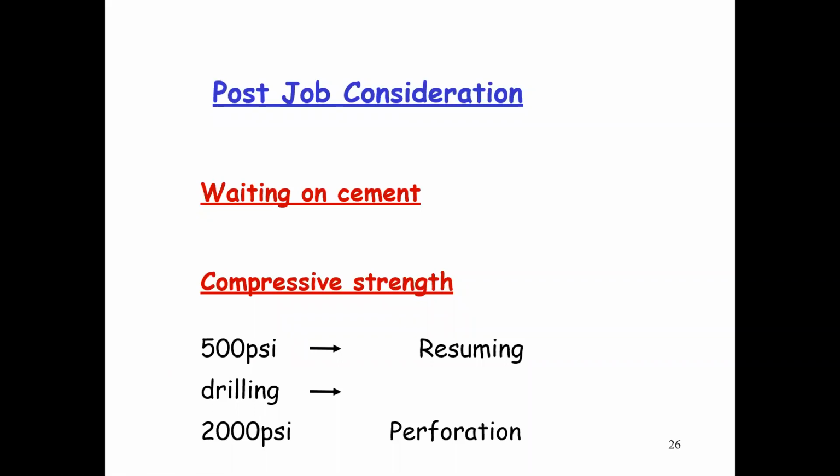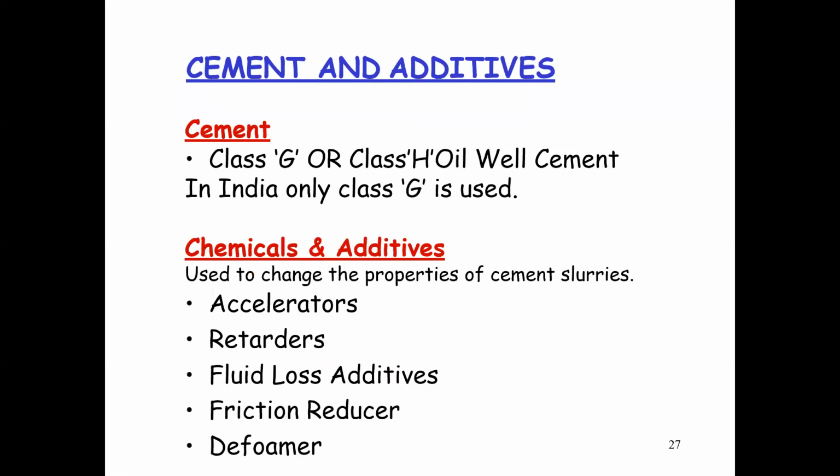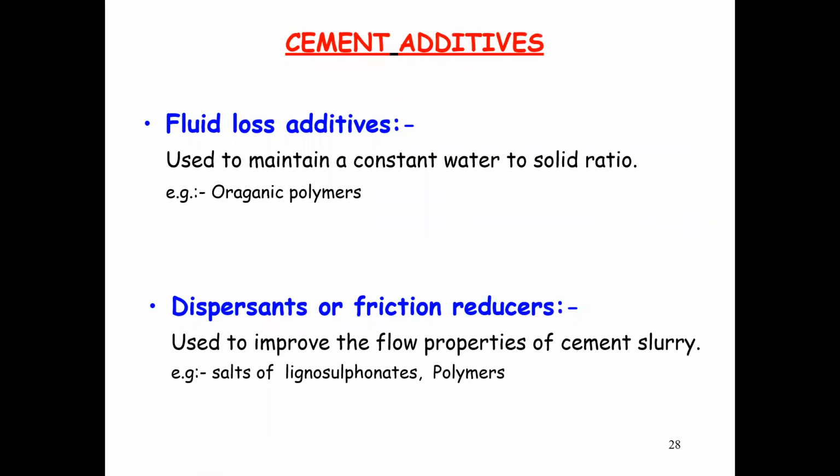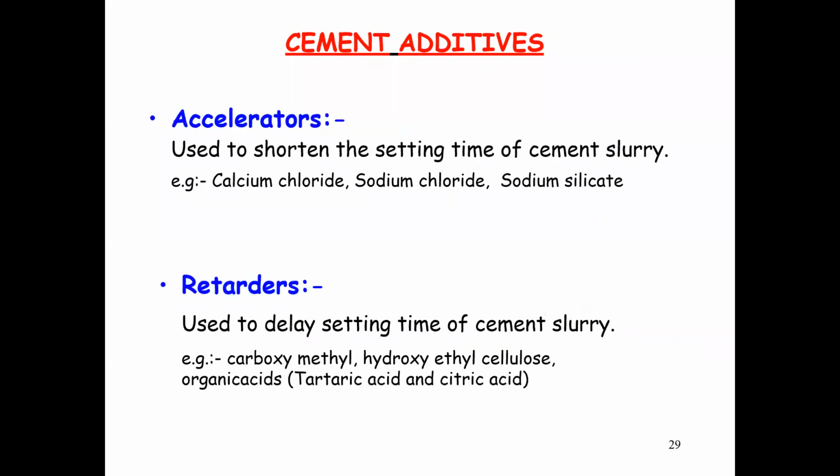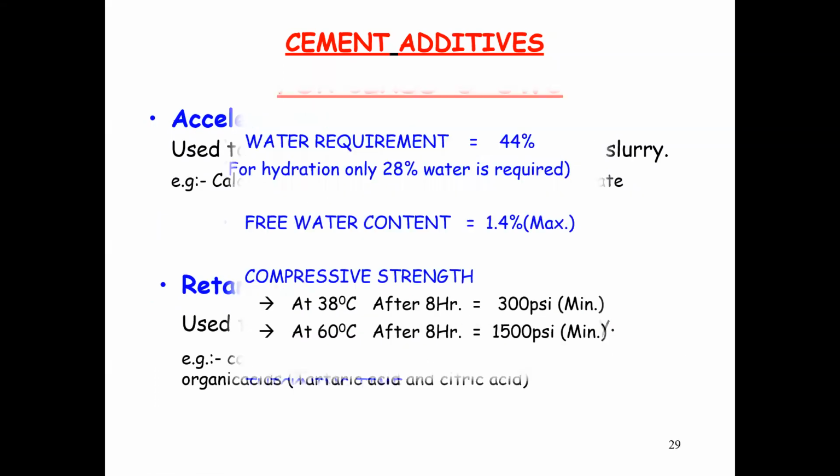Now, weight on cement, I have already covered. For resuming drilling, 500 psi, and for perforations, it should be minimum 2000 psi. Class G cement, with accelerators, fluid loss additive, friction reducer, and a little bit of defoamer is also added. So these are additives: accelerators, retarders.